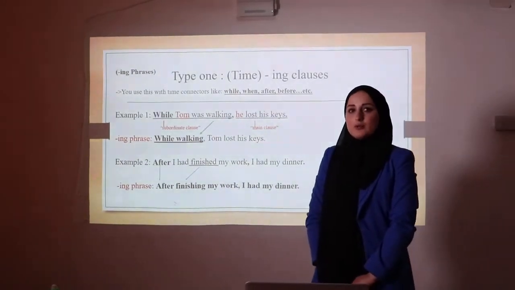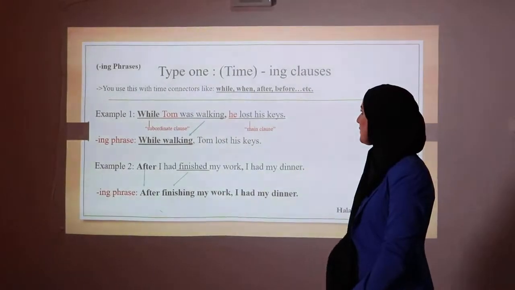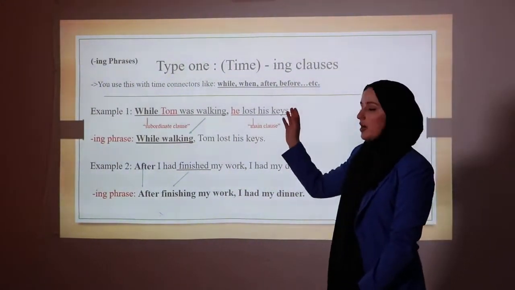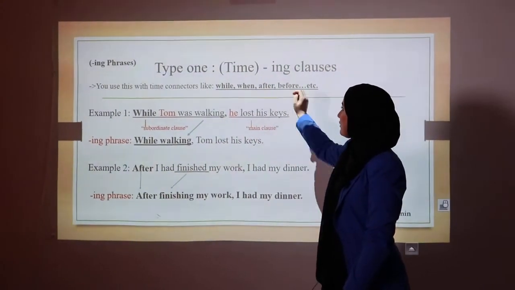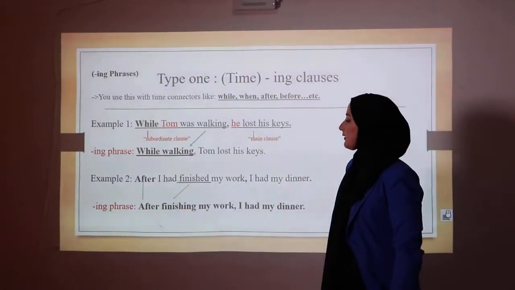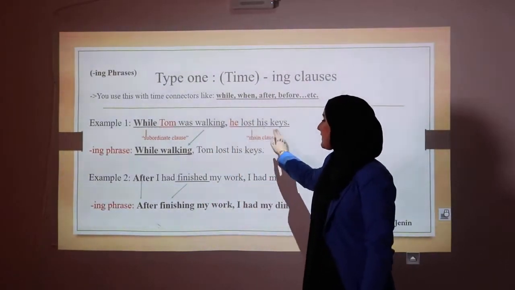In this unit, we divide the ing phrases into 3 types, and here is the first one: time ing clauses or phrases. In this type, we use time connectors like while, when, after, before, etc. Let's start with the first example. Number 1, while Tom was walking, he lost his keys.